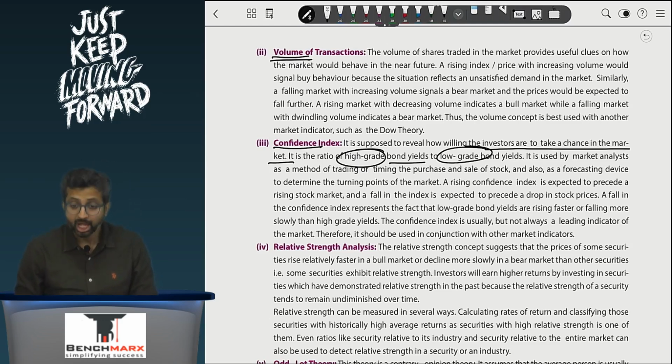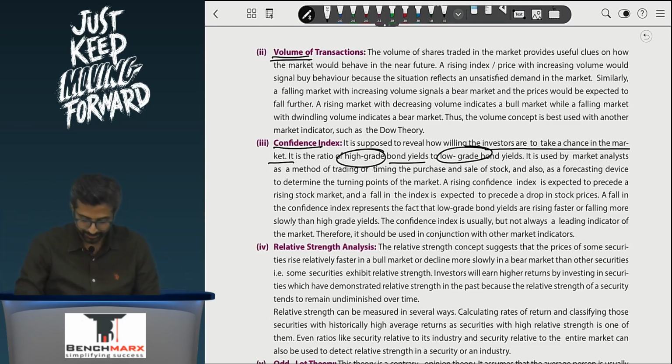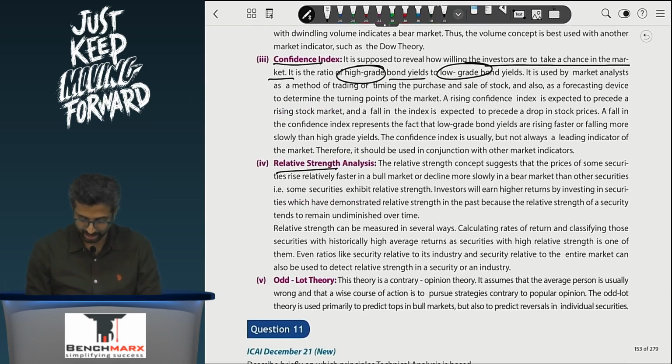We will see that. Generally when the markets are very high, people lend to almost everyone. So the lending happens, but in tougher markets, the bigger people will get lending, and lower people, for them to get lending, will have to pay a much higher spread. Relative strength analysis suggests that the price of some securities rise relatively faster in a bull market and decline slower in the bear market. There is some odd lot theory.